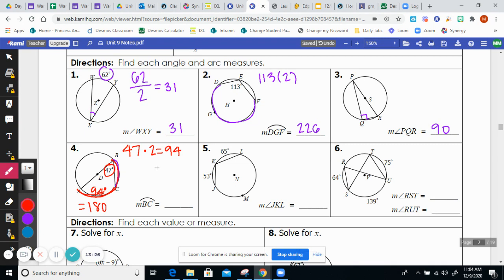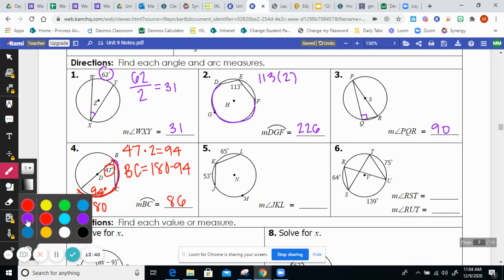So I'm not looking for AC, I'm looking for BC. To find that, I'm just going to do 180 minus 94, and I get 86. So we just have to make sure that we're paying attention to what it's asking us for. So that one, we wanted the arc measure of BC.